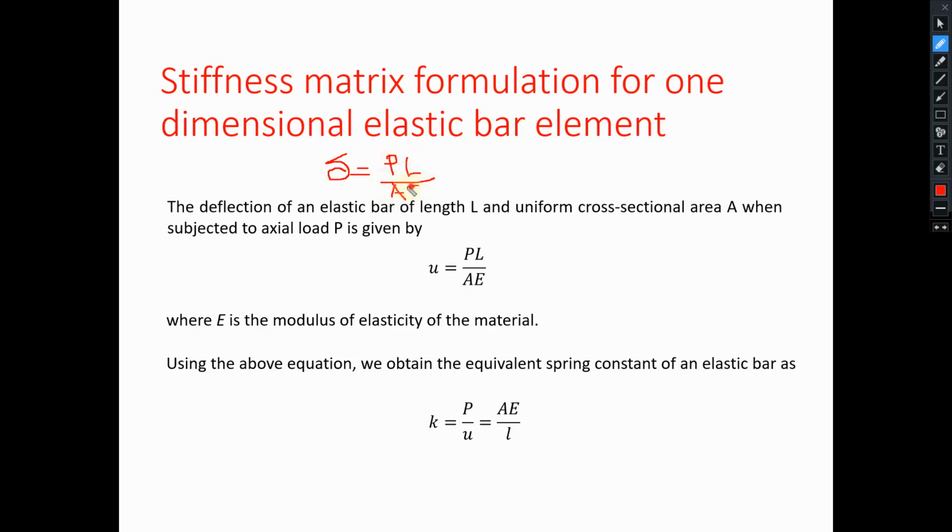PL by AE ആണ് അതിന്റെ ഡിഫ്ലക്ഷന്റെ ഫോർമുല. P is the load, point load that is being applied. L is the length of the beam. A is the area of cross section. And E is the Young's modulus or modulus of elasticity.